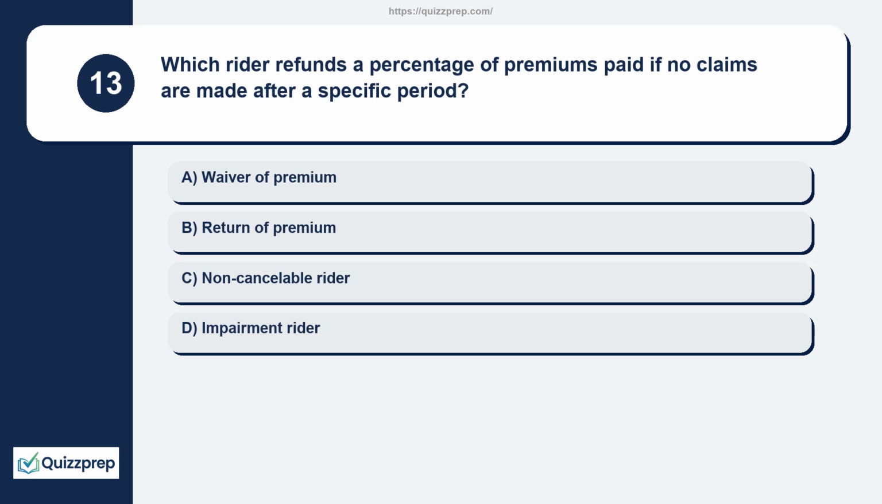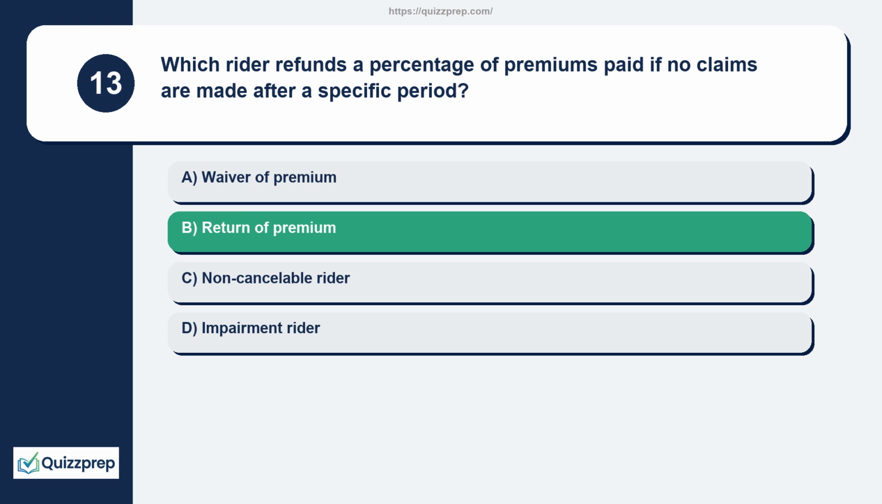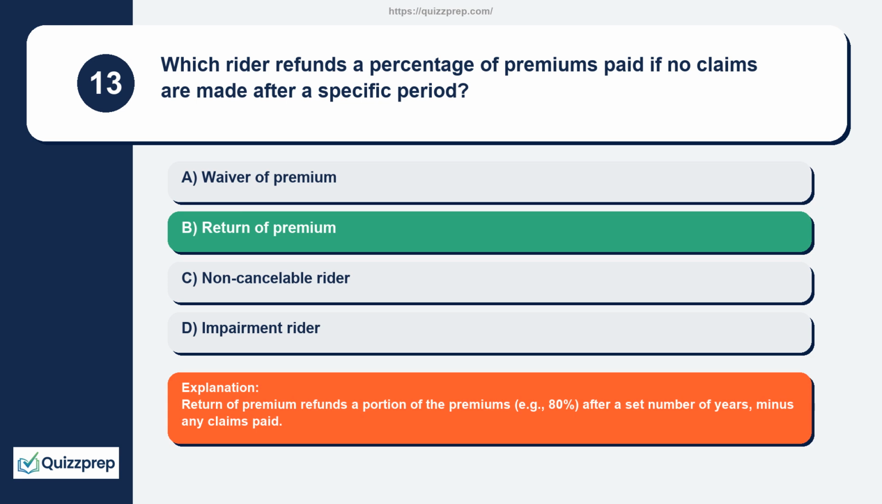Question 13. Which rider refunds a percentage of premiums paid if no claims are made after a specific period? Waiver of premium, return of premium, non-cancellable rider, impairment rider. Return of premium refunds a portion of the premiums, example 80%, after a set number of years, minus any claims paid.